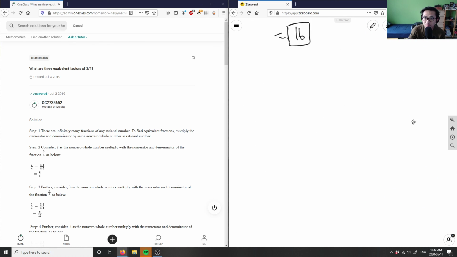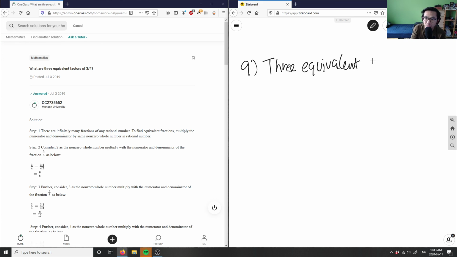Number 9. 3 more questions here. So what are 3 equivalent factors of 3/4? So I want 3 equivalent factors of 3/4. So you look at 3/4 here as a fraction, right? When I'm talking about equivalent factors here, I'm talking about the opposite of reducing.